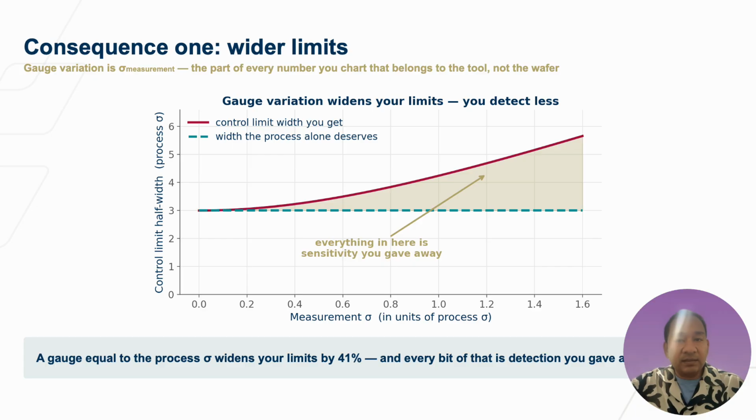Everything in that golden region is detection you gave away. Concretely, a shift you would have caught in 5 lots now takes 15. The chart still works, and it still has a valid false alarm rate. It is just substantially blunter than you believe it to be. And nothing about the chart tells you this. It looks completely normal.